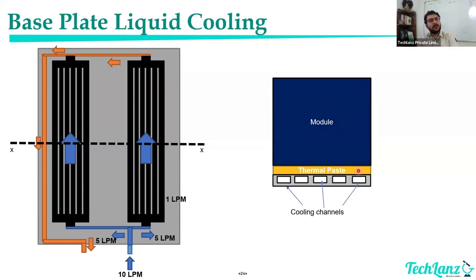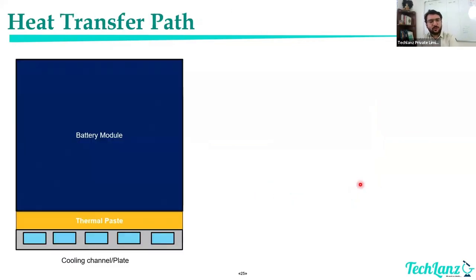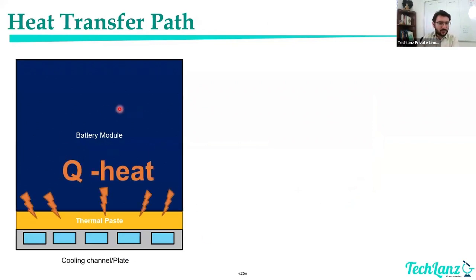Same holds true for bottom plate cooling of your cylindrical cell also, which I showed the image earlier, right? So there is a cell, there is a thermal interface material, thermal paste, whatever, and there is a cooling channel, right? So how do we model this? So if you see the typical heat generation happens from module, it goes to thermal paste, then it goes to the cooling channels, right? This is how it happens.